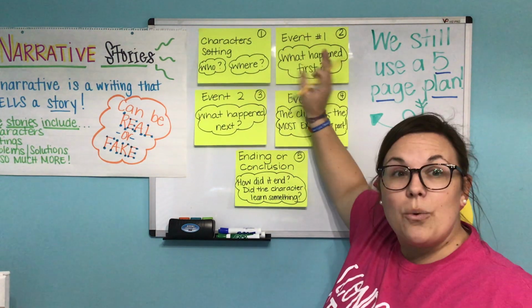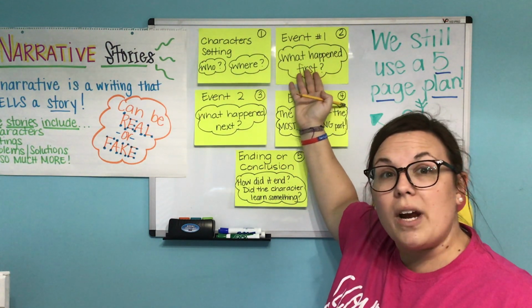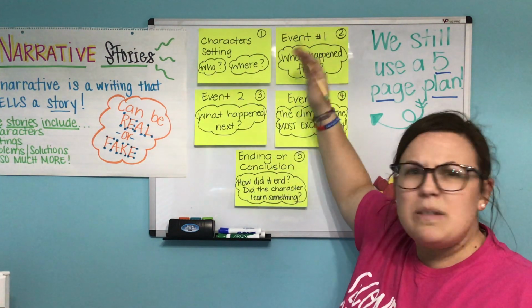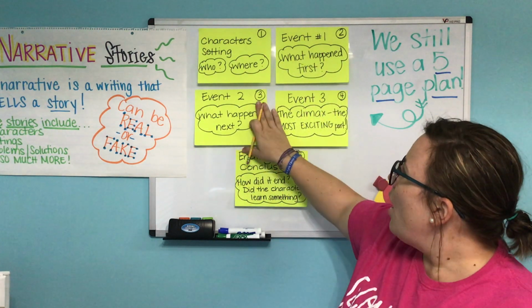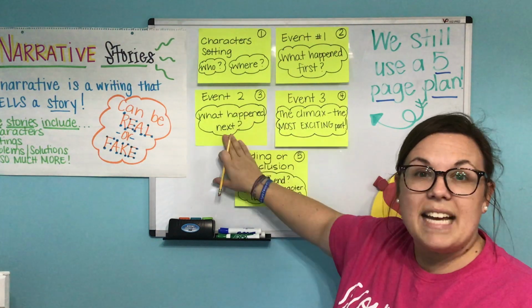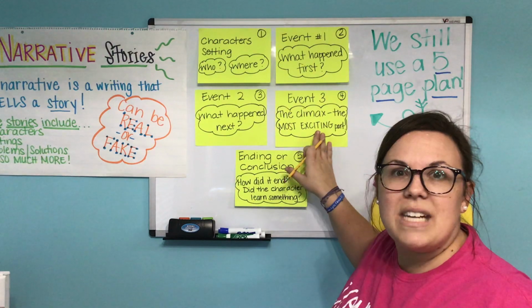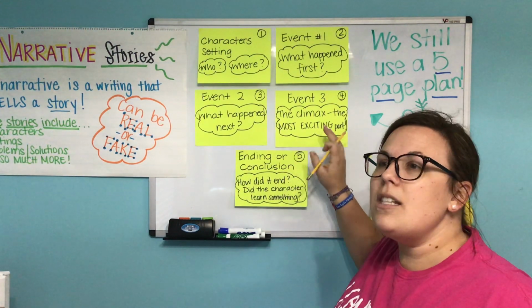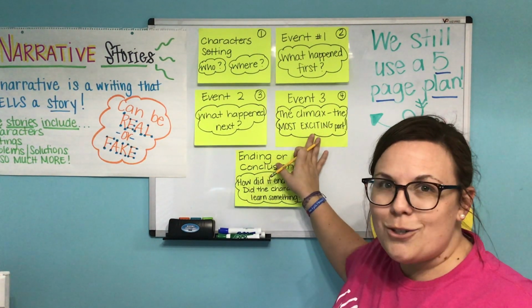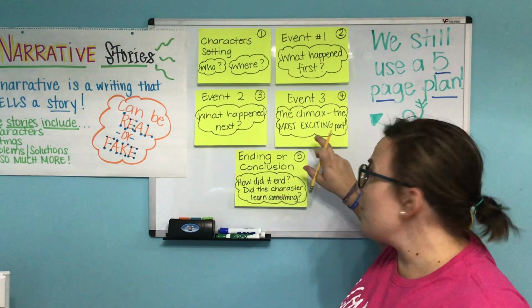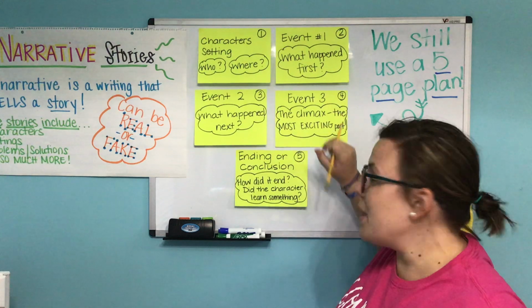Sticky note number 2. What happened first in your story? What's the first thing that took place? That's what you're going to write. Just make a little short note of it. On the third one is the second thing that happened. What happened next? The third one is the most exciting part. This is the part that is the best part in your story. So save the best, most exciting part of your story for this note right here, this part of your plan.